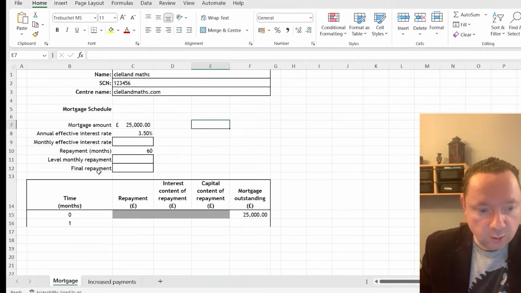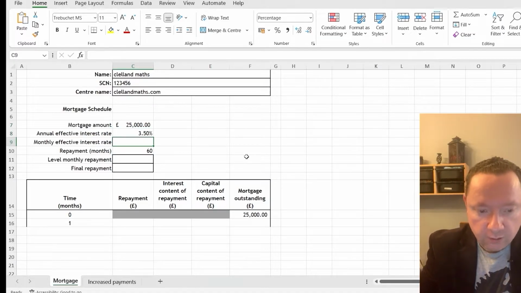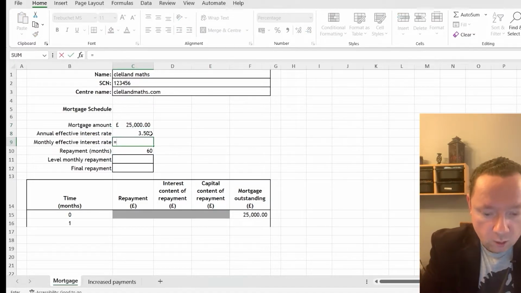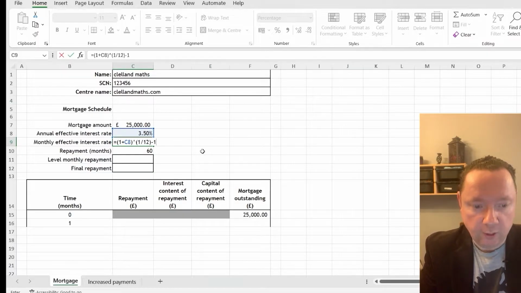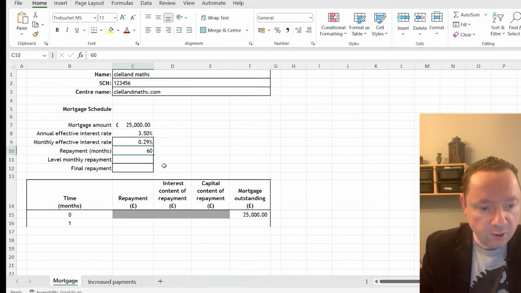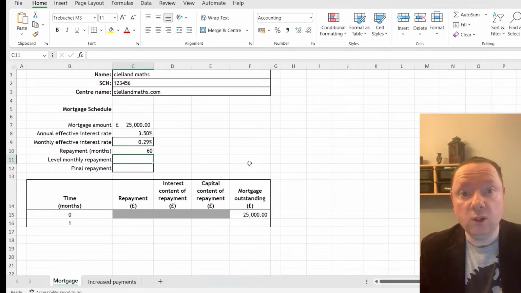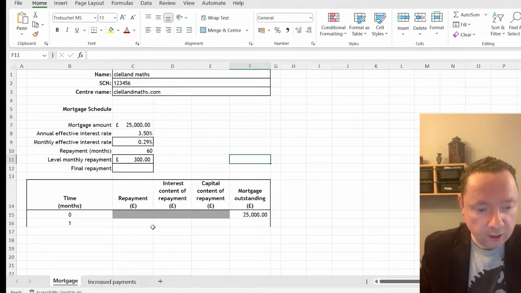Okay, so there's a spreadsheet, 25,000, annual, so we need to go monthly. So that equals 1 plus the annual to the power of 1 over 12, and then you need to take away 1. So you get 0.29%. Level monthly repayment, no idea. This is a goal seek question, so let's just make it up, £300. And let's start filling in our schedule.